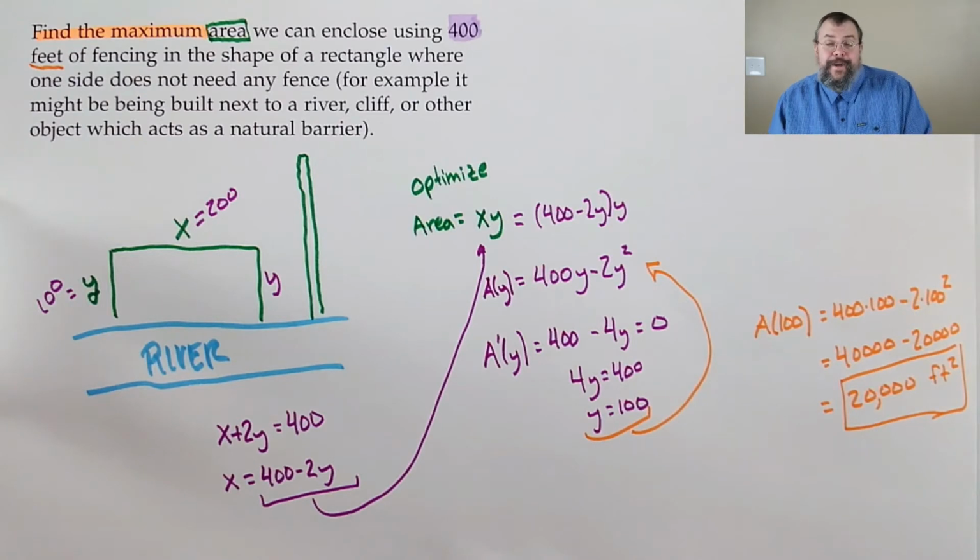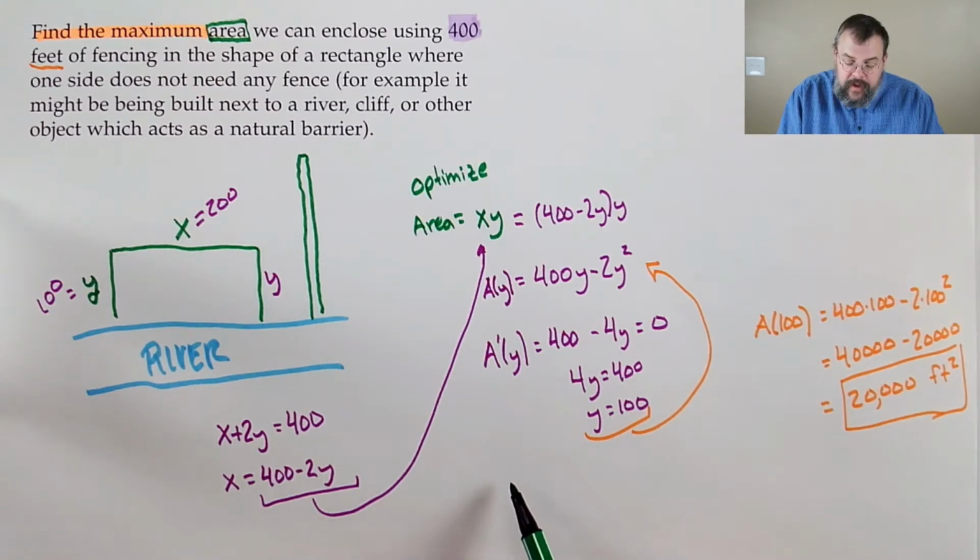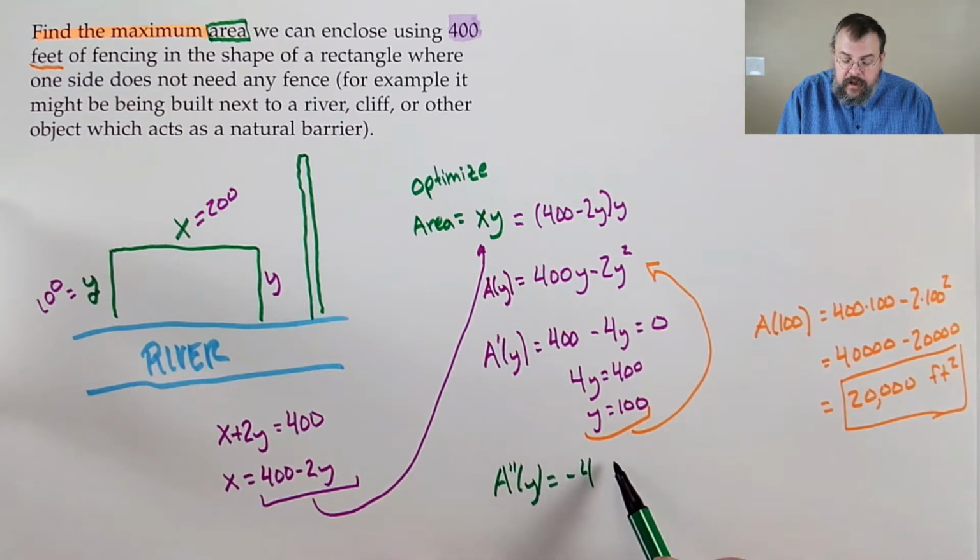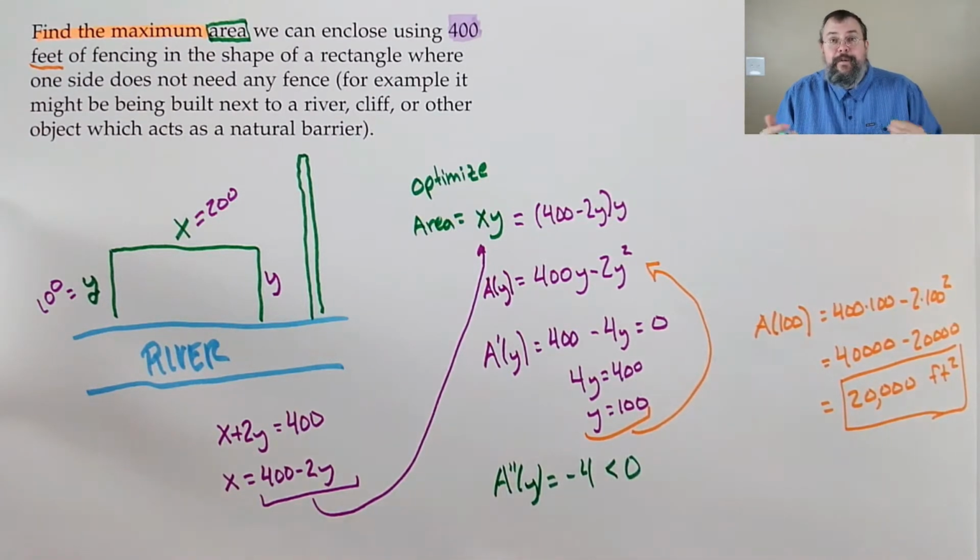Now, what haven't we done? Well, let's talk about two things really quickly. One thing is, do we know that this is really a maximum? And how can we figure that out? Well, we can do that really quickly by using, for example, the second derivative test. If we look at A double prime, what do we see? A double prime of y is -4, which is always negative, which means that any point I find that's a critical point has to be a max. So that's good.